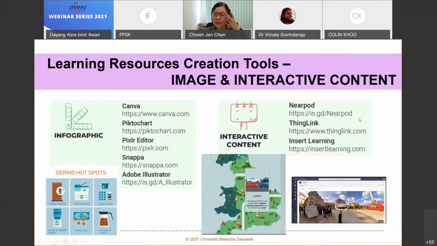Interactive content, then you can think of, if I want to create interactive content such as this, like I have this 360-degree view, I click a certain hotspot and then I can get more information about the environment, or even a two-dimensional picture. If I want to click on a certain hotspot, students can get information. So I can use this kind of tools to create the content, all right?